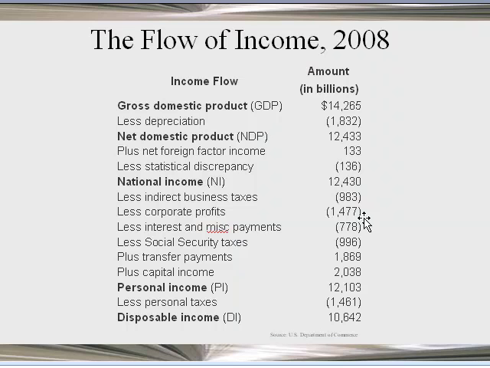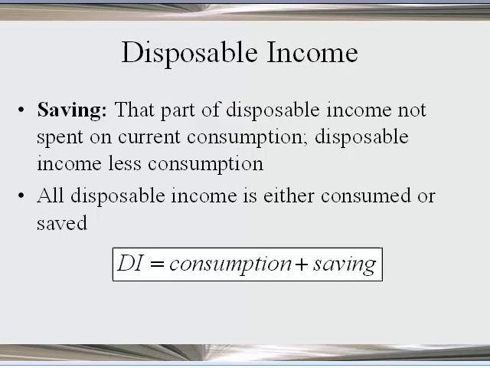And we have to take away the profits that the corporations made, minus the interest payments and any social security taxes we have paid. And then we add to that our transfer payments, whatever we received in transfer payments from the government, and add the capital income, and that brings us to personal income. And out of this personal income, we take out the taxes, and that gives us the disposable income.